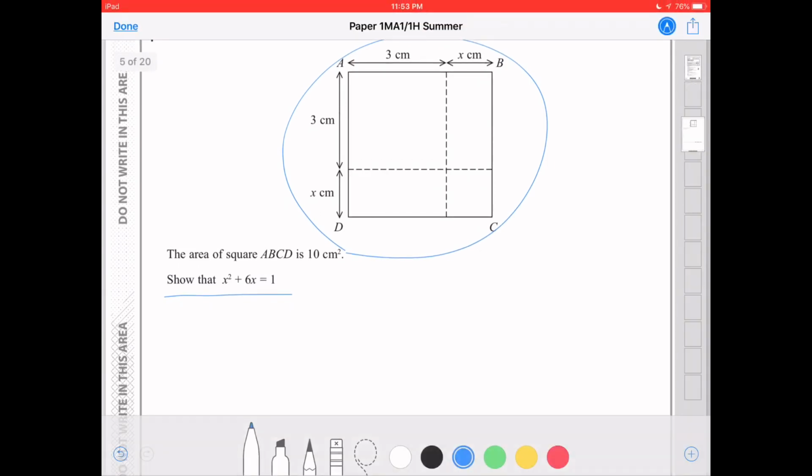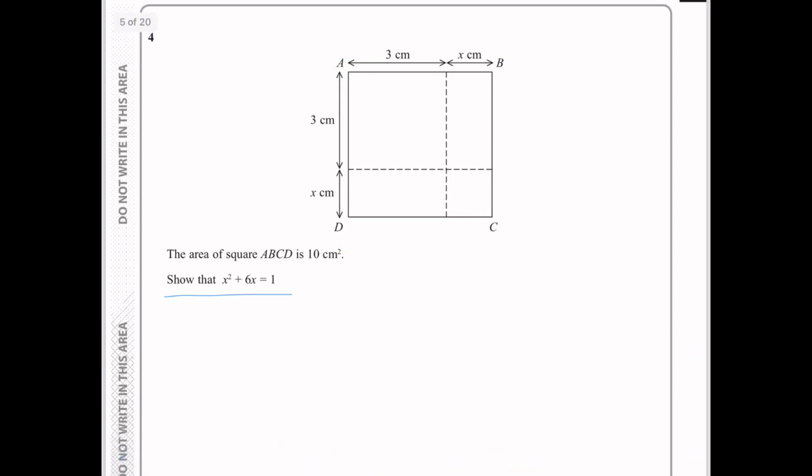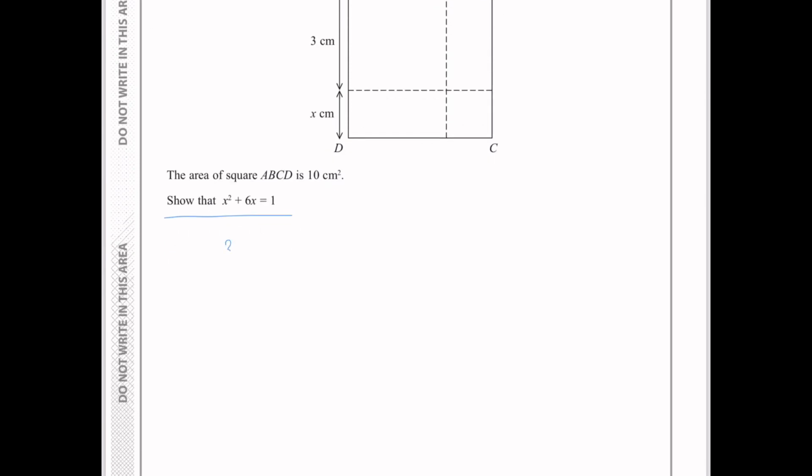So first, I need to write down the equation for the area of the square. Each side length of the square is 3 plus x. Therefore, the area would be 3 plus x times 3 plus x. The question already said that the area of the square is 10 centimeters squared. So 3 plus x times itself is 10 centimeters squared.